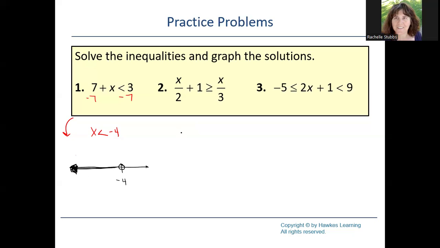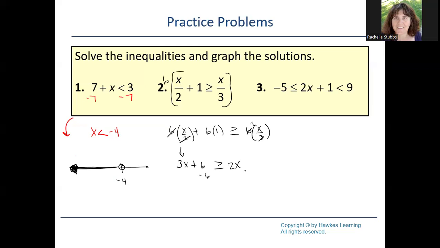Okay. Number 2, I think I will clear that fraction by multiplying everything by 6. And if I do that, I end up with 6 times x over 2 plus 6 times 1 greater than or equal to 6 times x over 3. These reduce, giving me 3x plus 6 is greater than or equal to 2x. I'm going to subtract 6 from each side, and then subtract 2x from each side. And I get x is greater than or equal to negative 6.